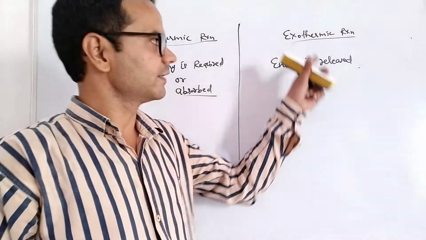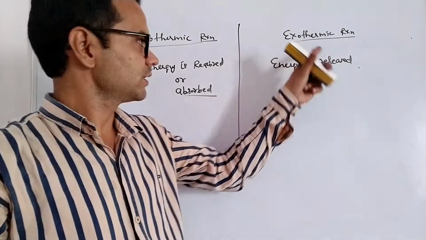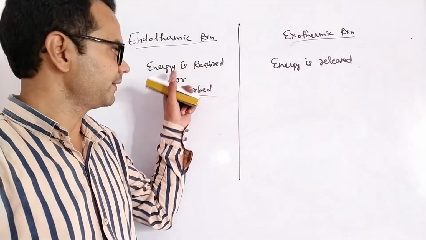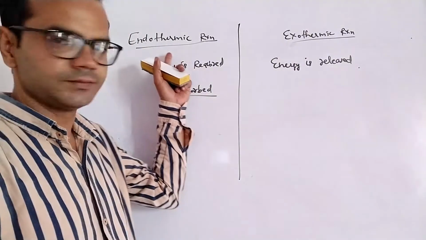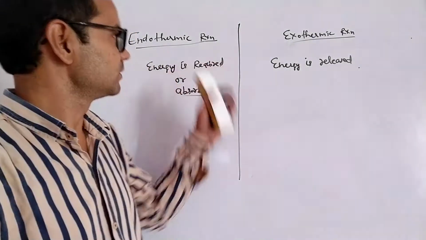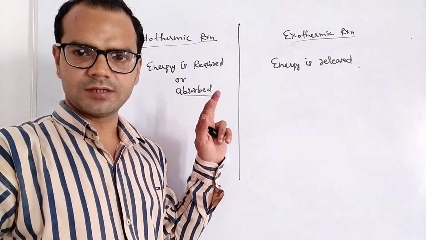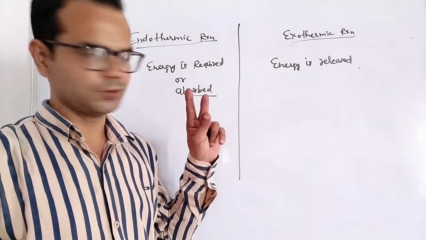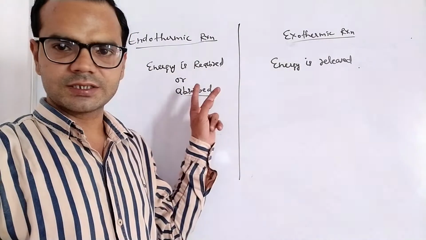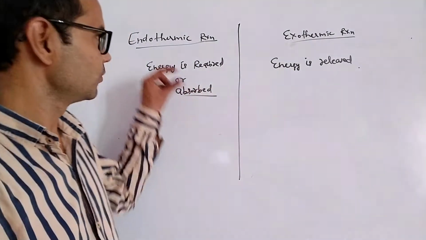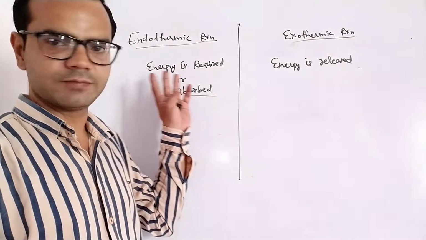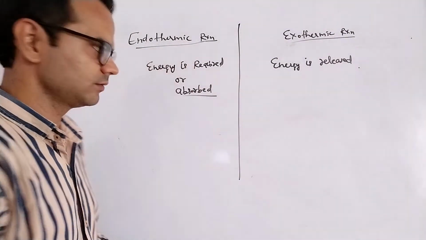released, then the reaction is an exothermic reaction, and if energy is required by reactant molecules, then the reaction is called an endothermic reaction. We have seen three examples: photolytic decomposition, thermal decomposition, and electrolytic decomposition. In all these three reactions, we provided energy. So all those three examples are endothermic reactions.